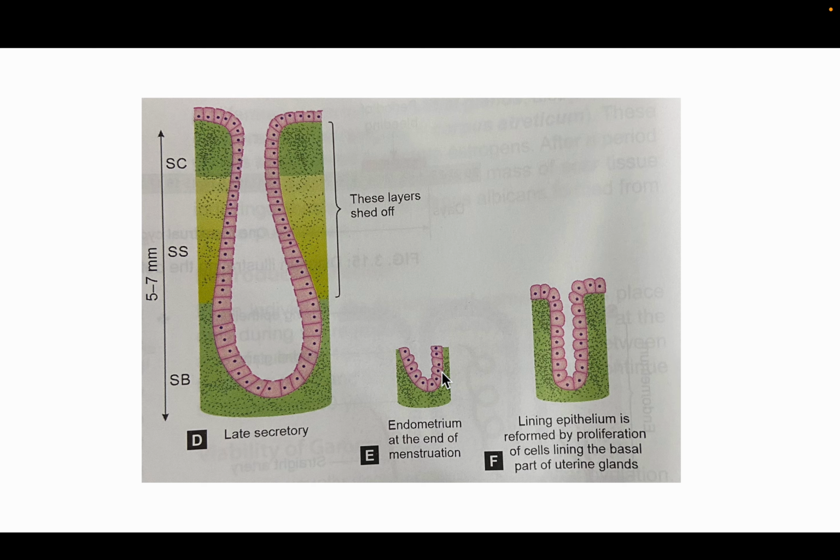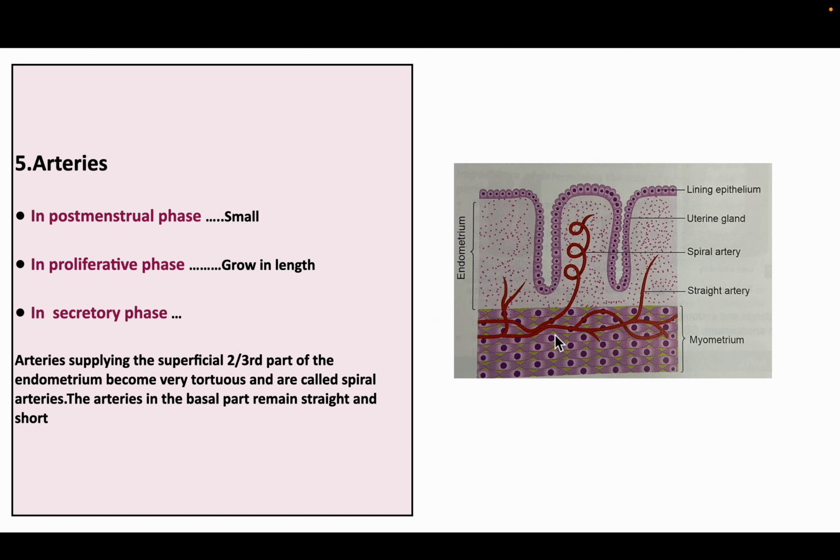So the endometrium at the end of menstruation, what is happening? Very little stroma is just lining the epithelium. The cells are cuboidal, and later on the growth of the epithelium happens, and they line the surface of the cavity too.